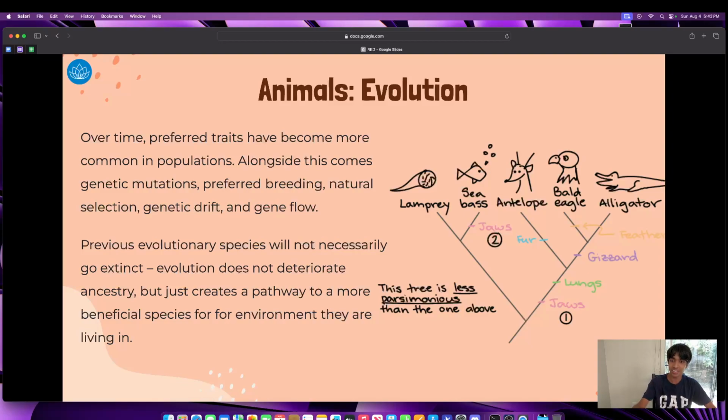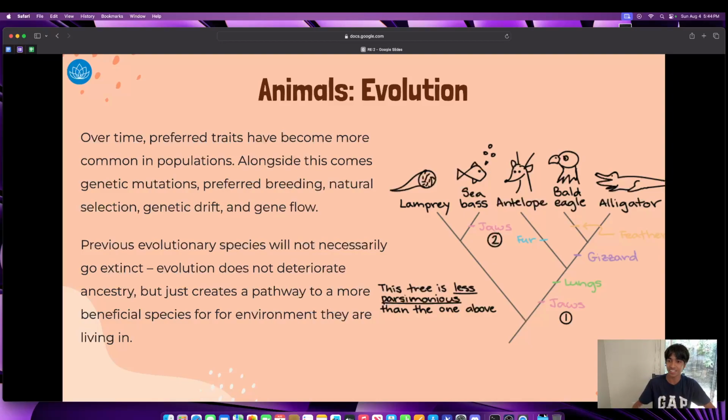So as you can see in this chart, alligators evolved from lampreys, and they also evolved from antelopes, right? The antelope is an ancestor of the alligator, but just because alligators are living today does not mean that bald eagles, antelopes, sea bass, and lampreys are all gone and extinct. It's just that when a population moves from one area to another, the features in it will change, or because of a random mutation, the features will change. And if the mutation was beneficial, that means the feature will stick with the organism and the future generations to come.